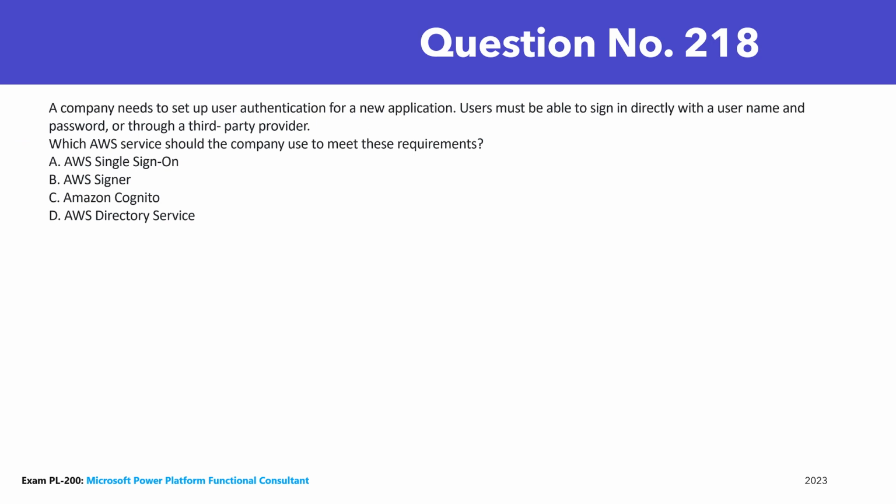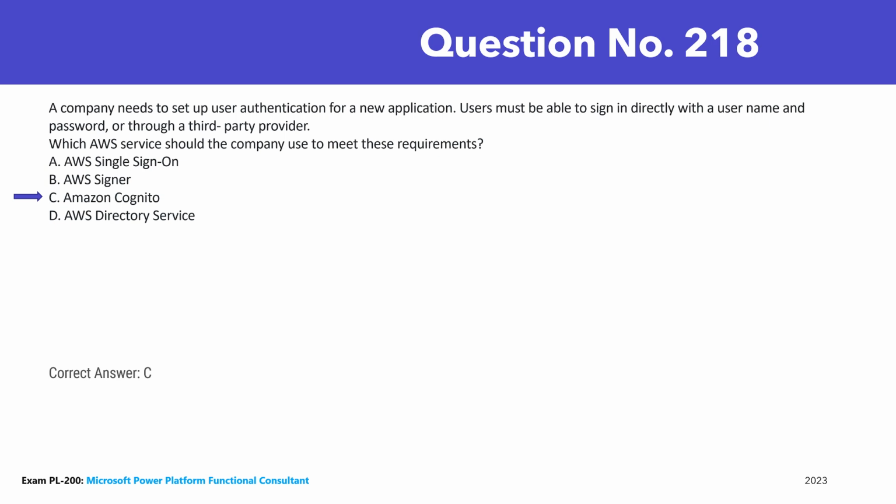A company needs to set up user authentication for a new application. Users must be able to sign in directly with a username and password, or through a third-party provider. Which AWS service should the company use to meet these requirements? A. AWS Single Sign-On. B. AWS Signer. C. Amazon Cognito. D. AWS Directory Service. Correct answer, C.